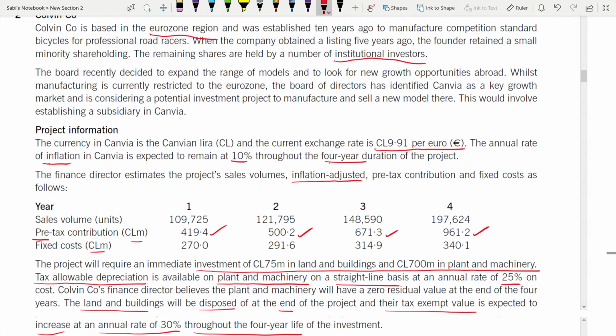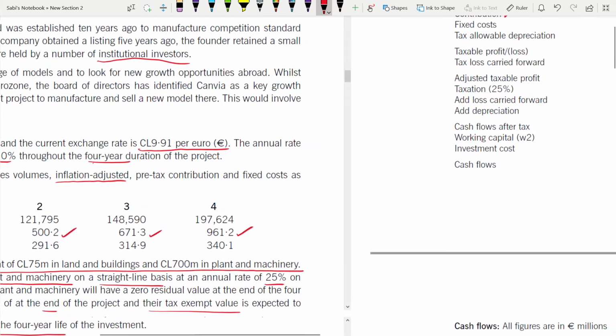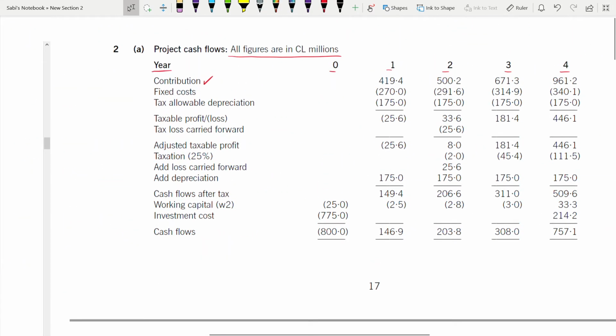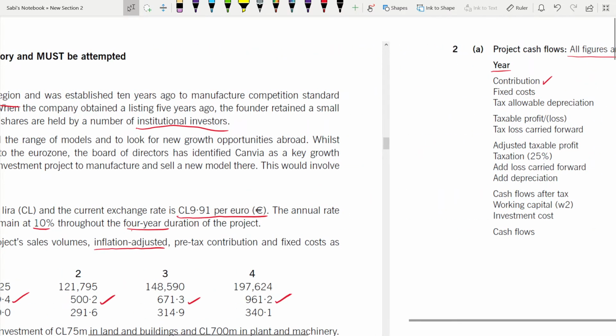Sales volume. Rest all, they are already inflation adjusted. You don't have to inflate it again. But yes, for the rest, whatever is down below, you have to inflate it. So it has to be a deduction, right? So I will mark here first.